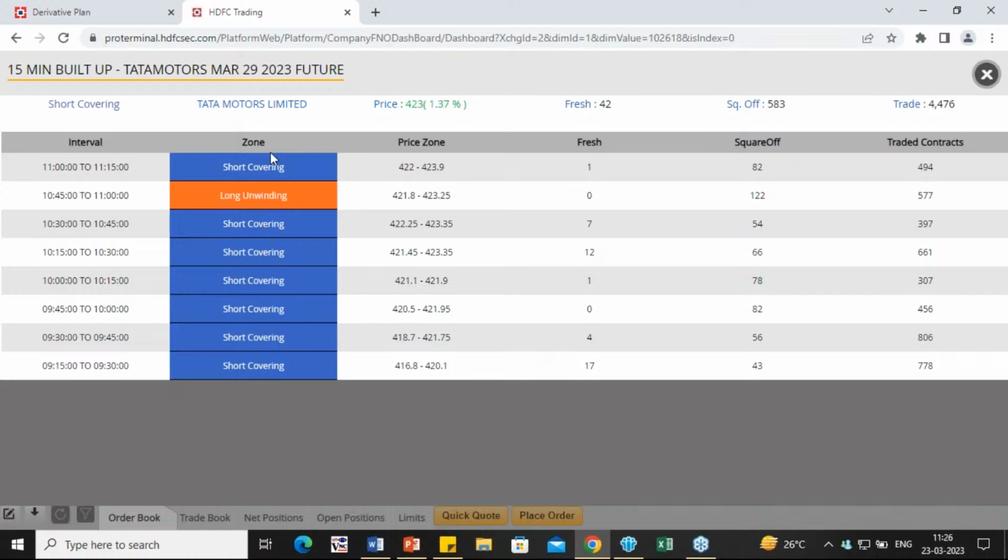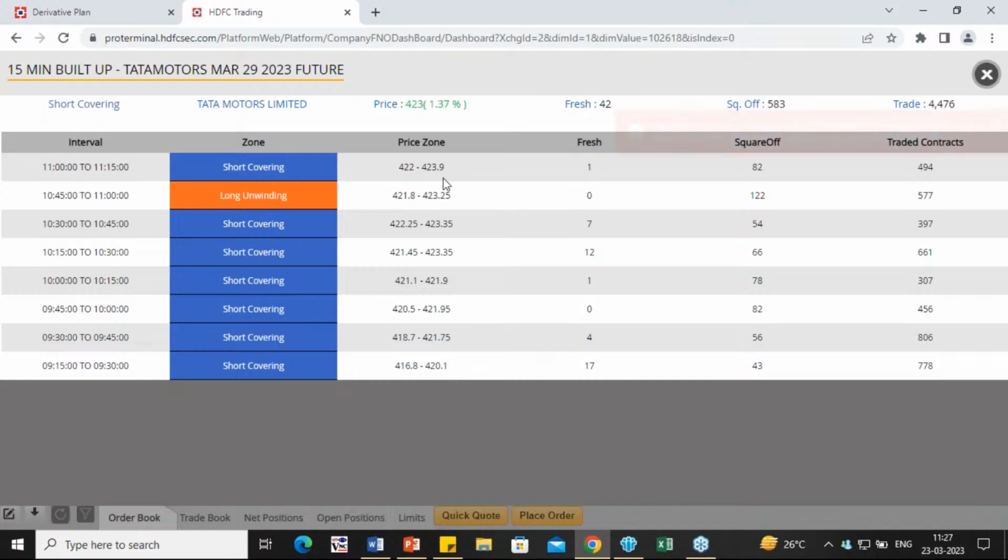Okay, so let's not get confused. Long build-up and short covering are bullish. Long unwinding or short build-up are bearish. We have also classified the colors so you can understand how it works. After that, you can see the column of price zone. In the price zone, you can find the high and low of that particular 15-minute time frame.